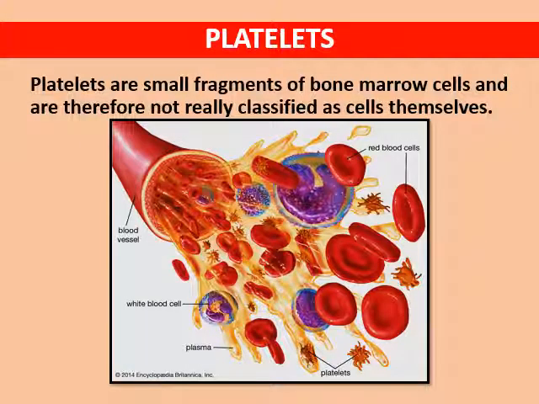Platelets are small fragments of bone marrow cells, and therefore they are not really classified as cells themselves. They are fragments, but they have very important functions. They secrete vasoconstrictors, which constrict blood vessels. The blood vessels become narrow, so less blood is lost in this way. They form temporary platelet plaques to stop bleeding. They secrete procoagulants, clotting factors to promote blood clotting.